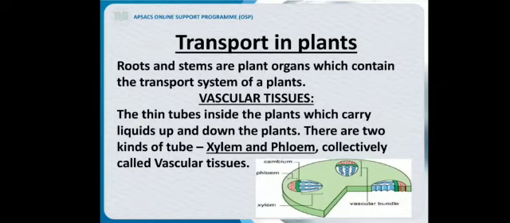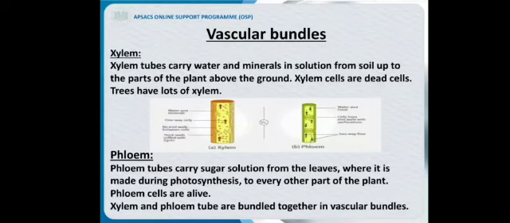vascular tissues. The vascular tissues are the basic organs that help in transportation of material from one part to another part, and these are the tubes that carry materials down to up or up to down through xylem and phloem, and when they combine together they are collectively called vascular tissues. Now, what are vascular bundles?